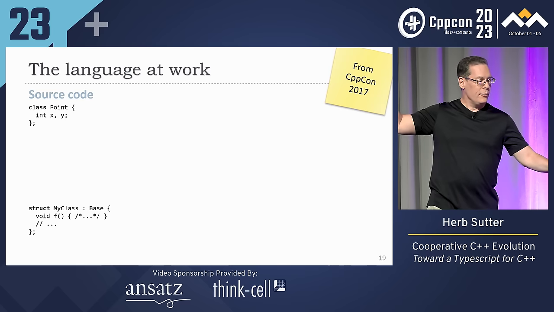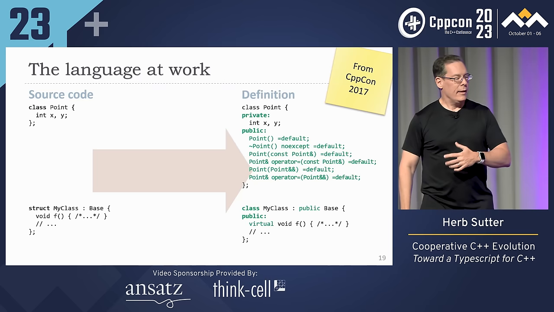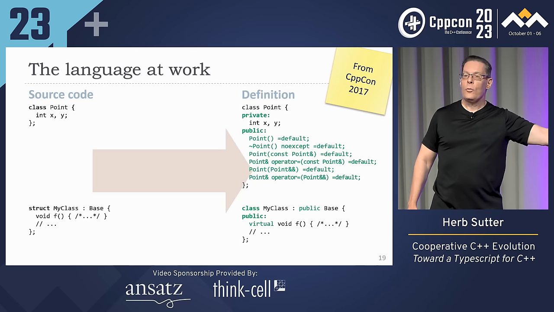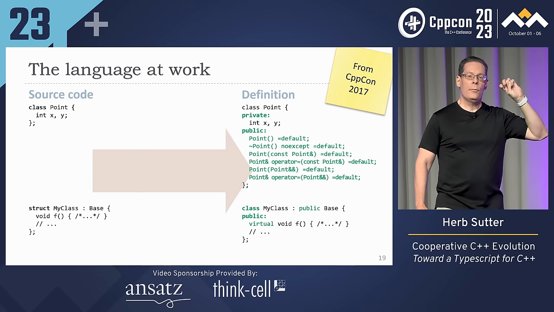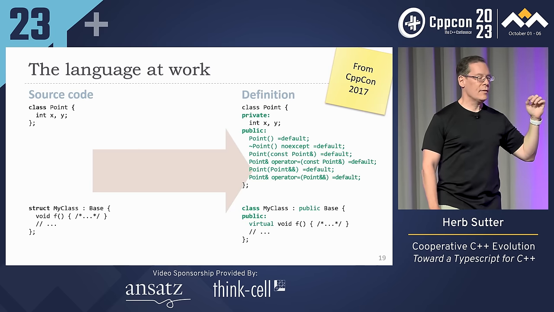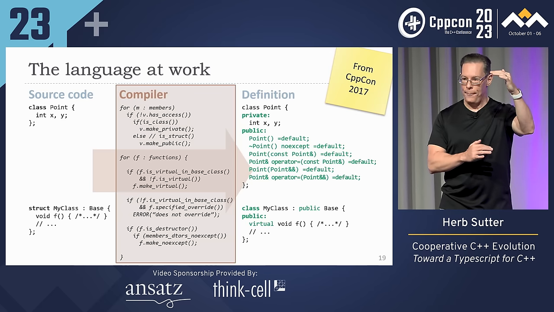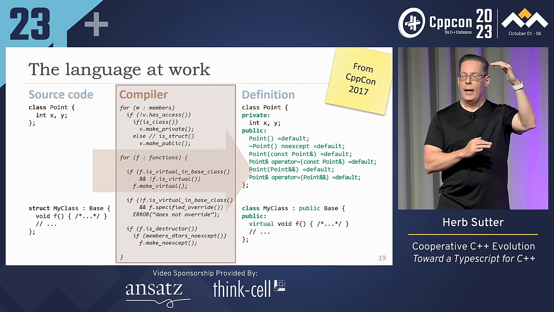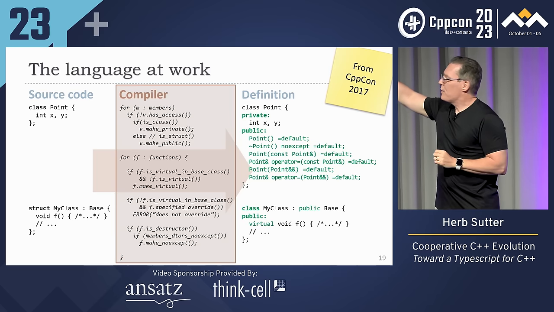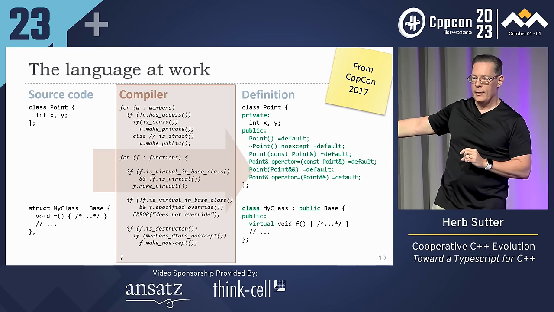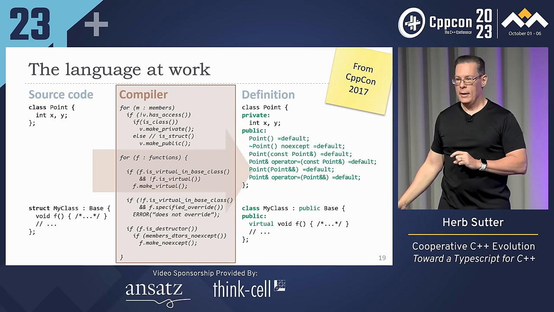For all of C++, if you wrote the class, the source code on the left-hand side, what you actually get is the class or struct with much more, with all these generated functions and defaults. Notice there's also virtual defaults, public defaults, and you get that because the compiler runs essentially a compile-time metaprogram. The only problem with this is that's the metaprogram. It's baked into the language. There's one set of defaults for all types.